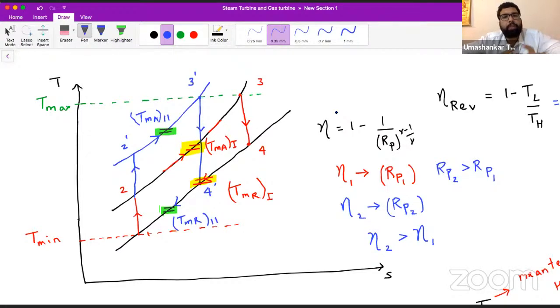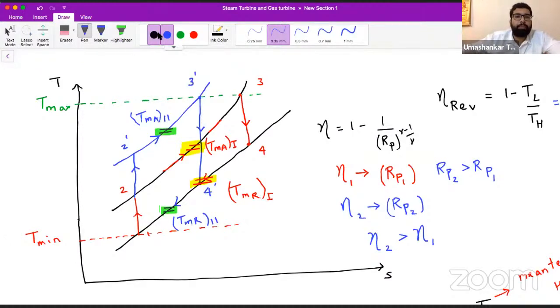So we have established this fact by comparing these 2 cycles, that if we increase the pressure ratio, the efficiency would increase. We have also seen the effect on mean temperature of heat addition and mean temperature of heat rejection. Now, if I go on increasing the pressure ratio, from all this relation we have seen that the efficiency of the cycle increases.